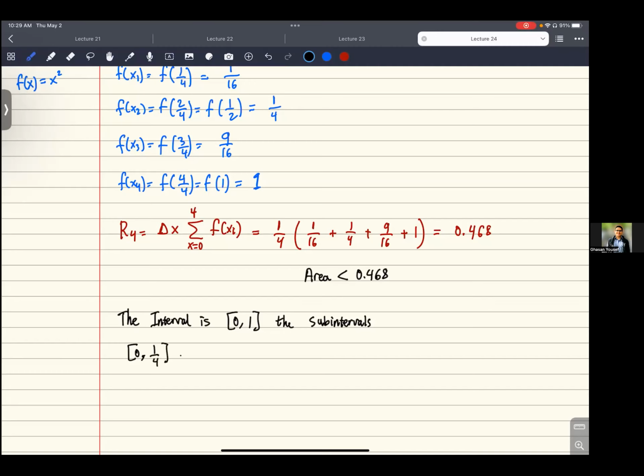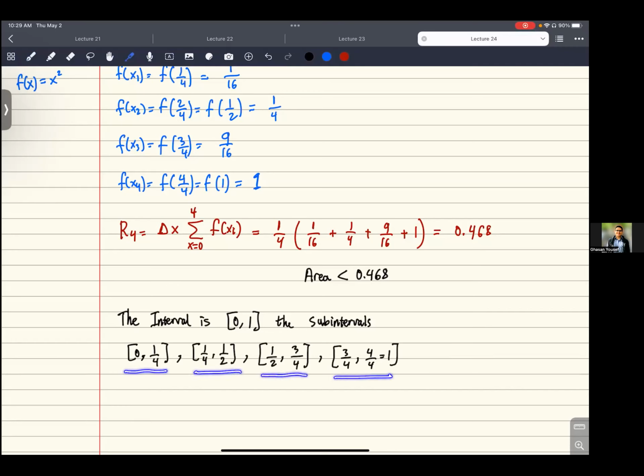This is the first one. The second one from 1/4 up to 1/2. The third one, it was from 1/2 up to 3/4. And the last one was from 3/4 up to 1, or 4/4, which is the same as 1. So actually I have 4 subintervals. Here's the first one, second one, third one, fourth one.